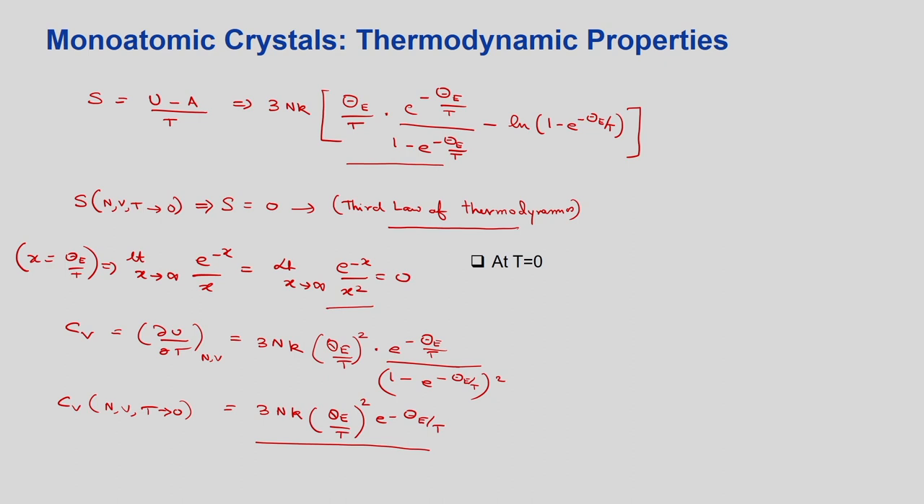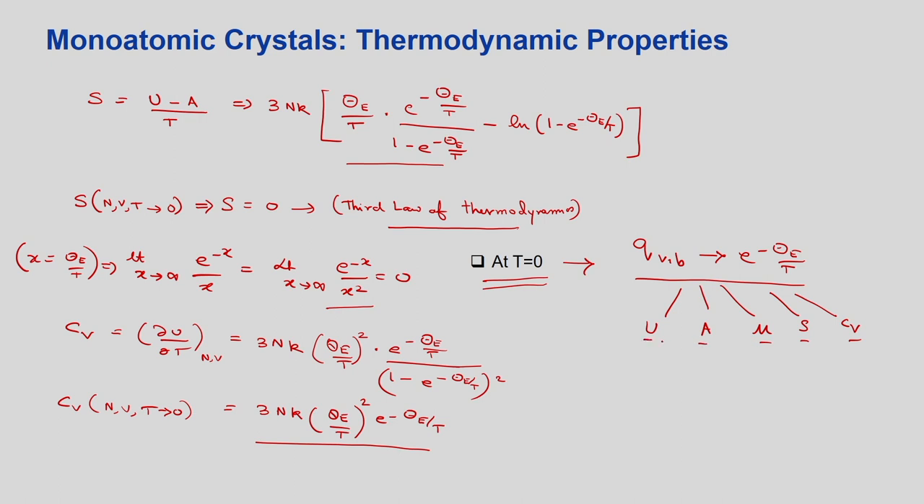So let us see the other extreme; we have seen all this when T approaches 0. When we say T approaches 0, we always mean that q vibrational will approach e to the power of minus theta_E by T. With this assumption only, I have derived here U, A, mu and S along with Cv. We have derived expressions for all these terms based on q vibrational equal to e to the power of minus theta_E by T. It is only true when T approaches 0. But if T approaches infinity, what will this expression look like? Let us see.